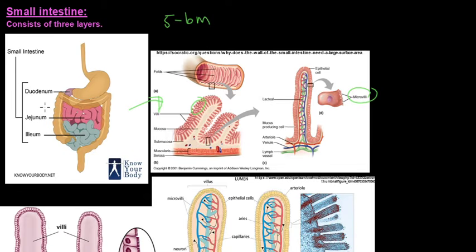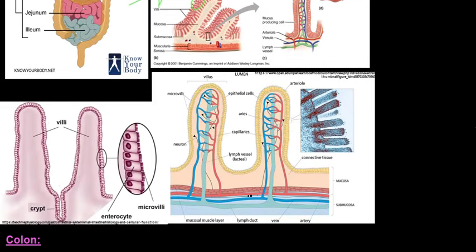And that is why the small intestine has such a coiled structure, so that the food can move through it slowly, so that there is time for absorption, and that is where these structures come in. And we'll look at them in more detail in the next video.